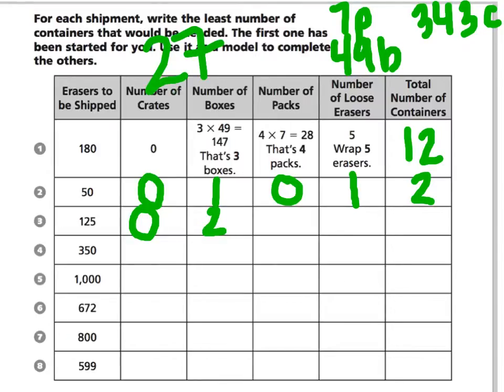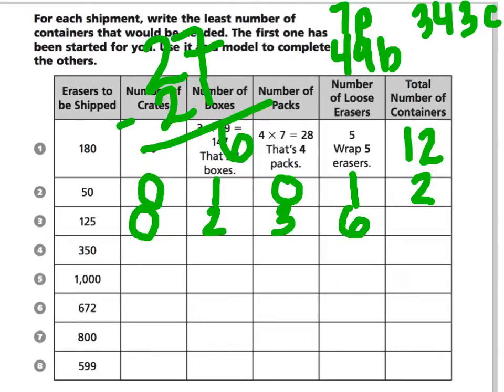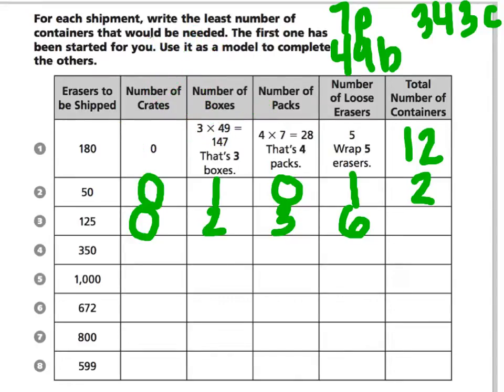So now I need to think about how many times 7 would go into 27. And I know that 7 times 3 is 21. So I can take 27 minus 21 and get 6. Which means I have 6 erasers left out in the open and loose that would need to go. So add up all of the containers for this one. 2 plus 3 is 5, plus 6 more is 11.